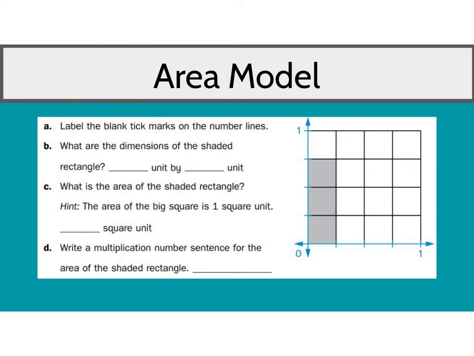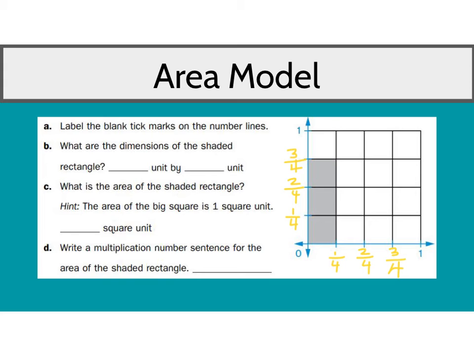So on this particular area model, they're asking us to label the tick marks on the number lines first. So for us to do that, we're going to look at how many squares we have. We're going to start at the 0, so this would be 1/4, 2/4, 3/4. And then we're going to do the same thing at the bottom. 1/4, 2/4, 3/4.